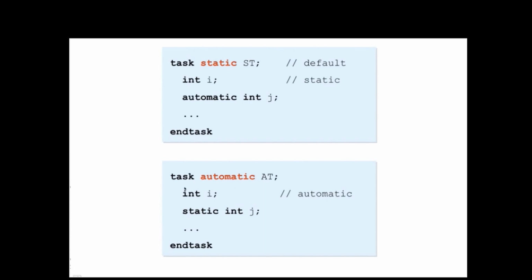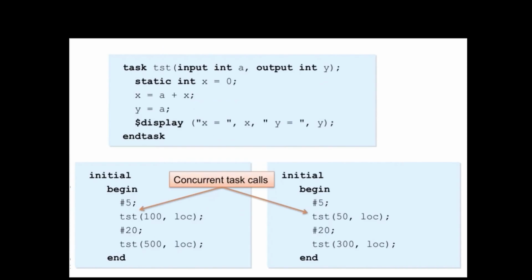Now, if you have an automatic task, that means that all of the variables are automatic by default. So in this case, the variable I in every invocation of at will be unique. They'll have their own copy. But now j, since it's static, will be shared among all of the at invocations.